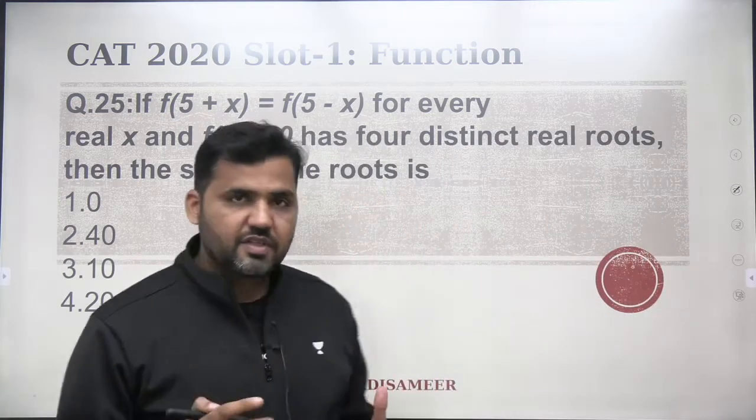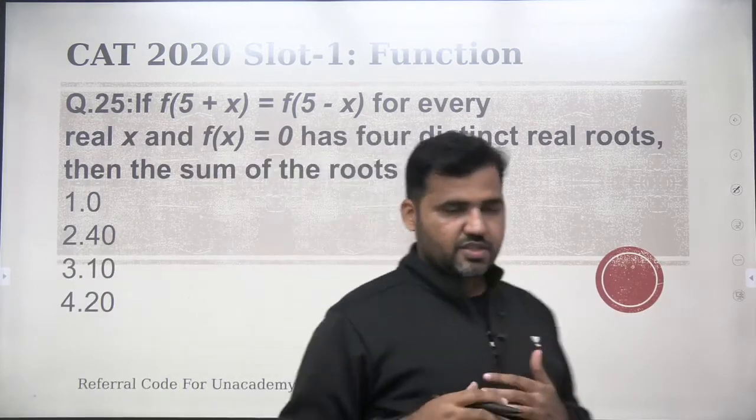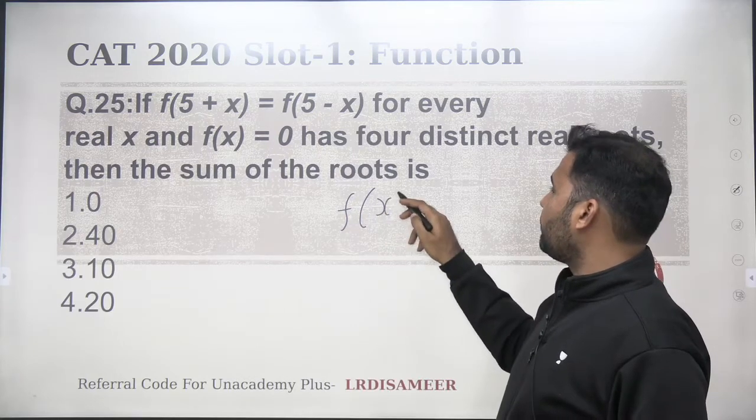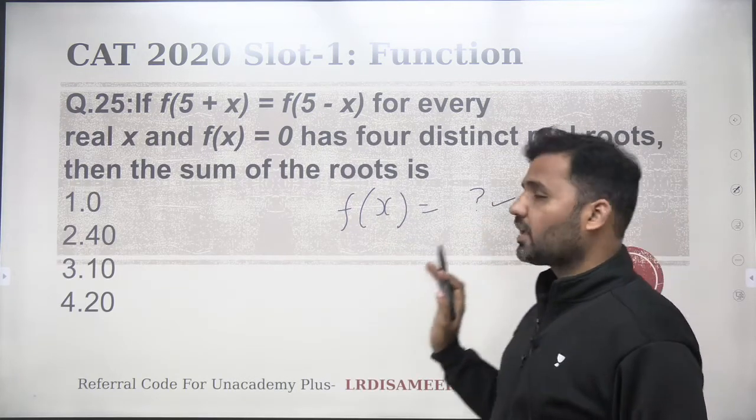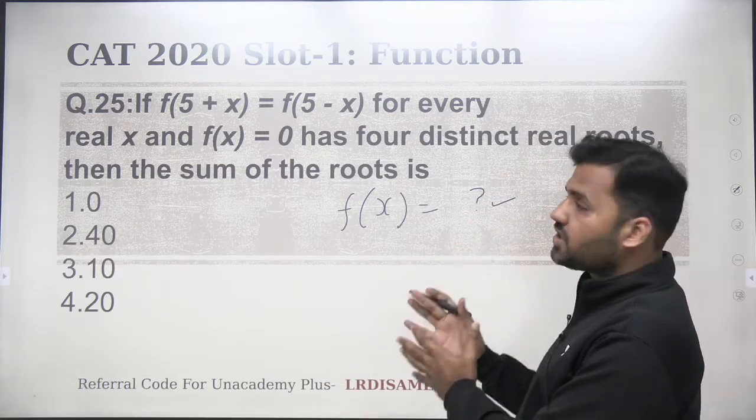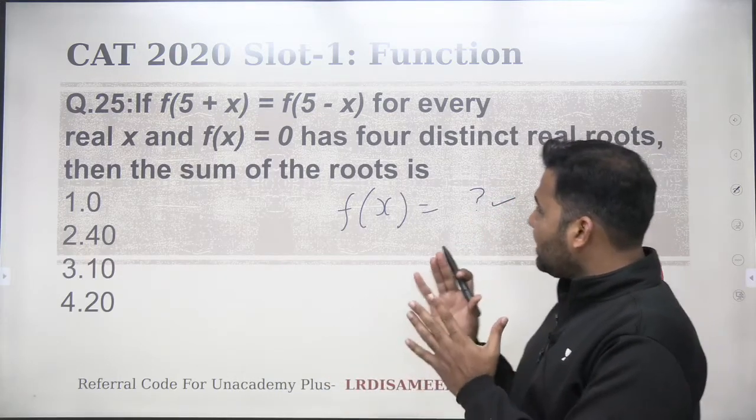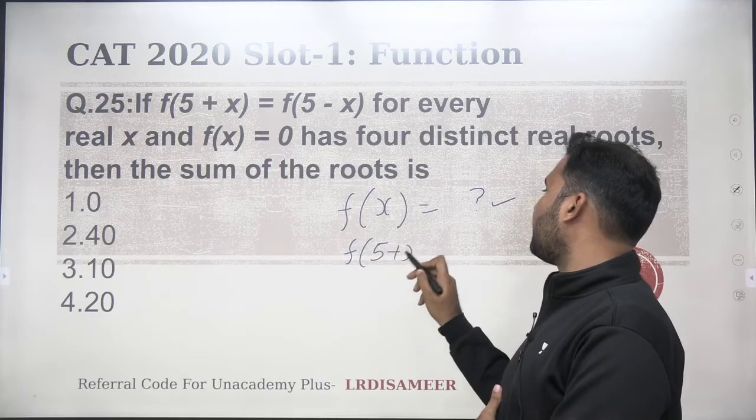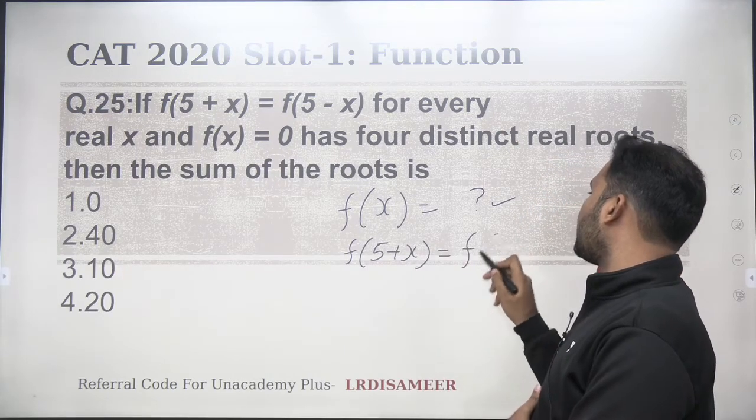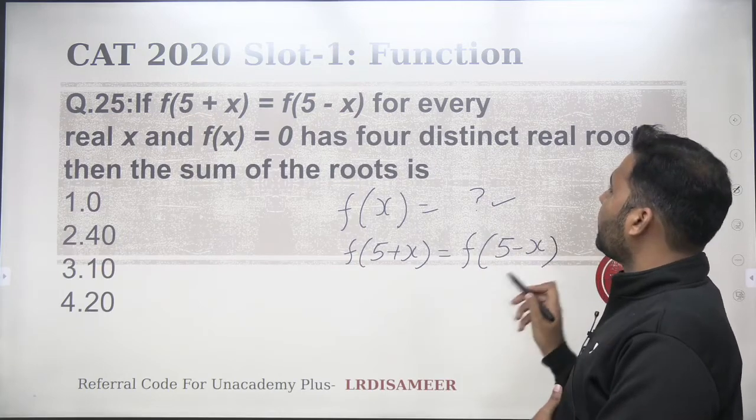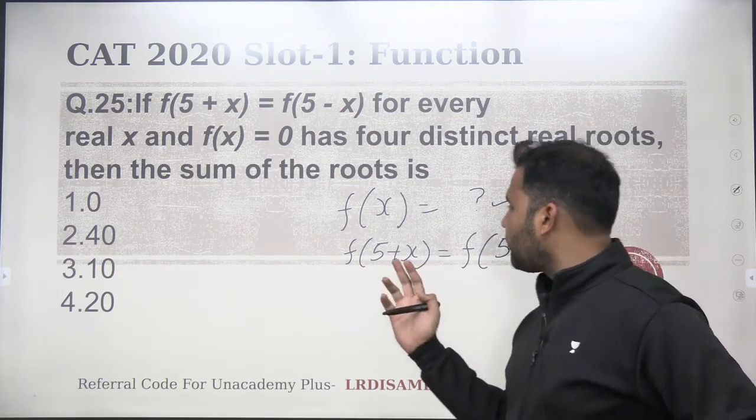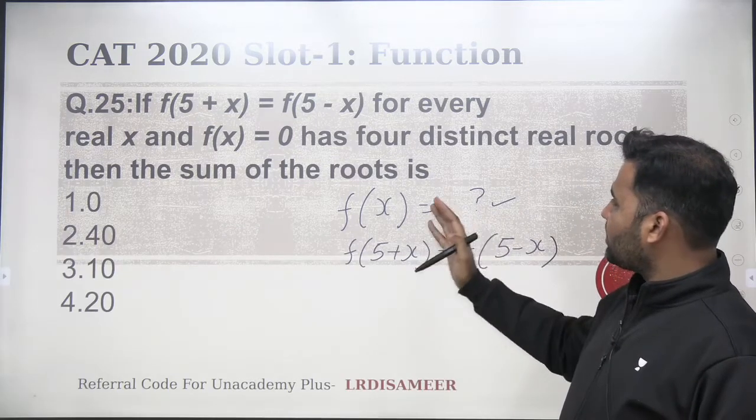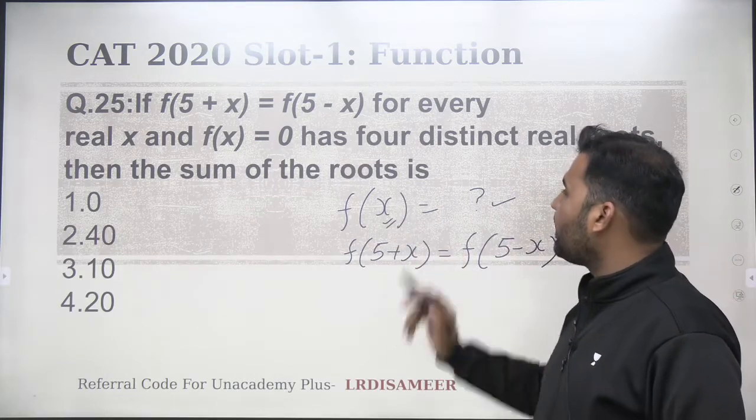So there's a function f in terms of x, which we do not know exactly what it is. In terms of x, how that function is expressed, we do not know. But there is a relation that we know, that f of 5 plus x is given to us as f of 5 minus x, for every real x. But if I want to find out the function f of x, what I need is a value of f of x.